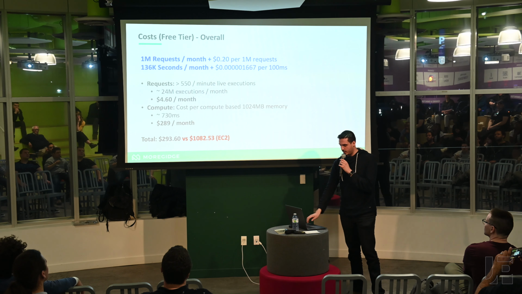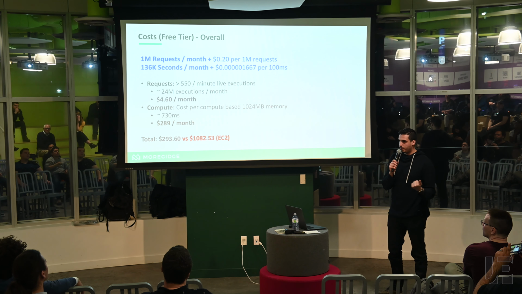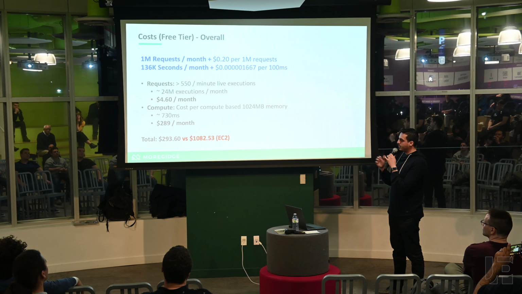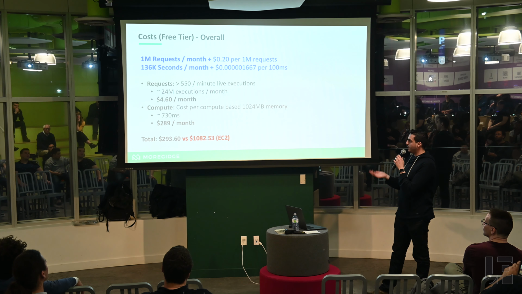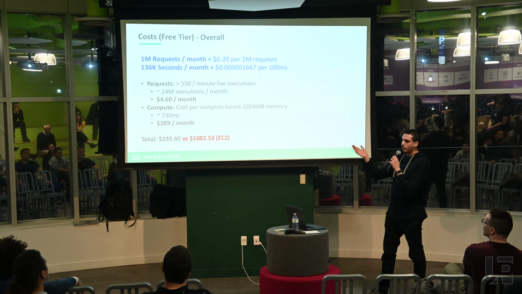What does this look like for us? And these are actual monthly bills for them. So we compared it to what we had set up with an EC2 instance. Like I said, on a typical day, a typical minute, we do over 550 live executions. That's API requests or bulk jobs, scheduled jobs, whatever it may be. So that's about 24 million executions a month.